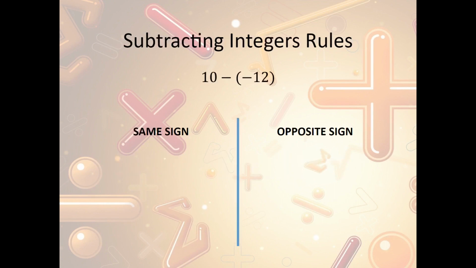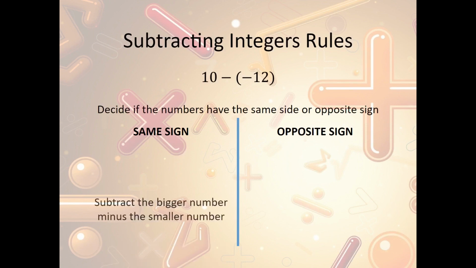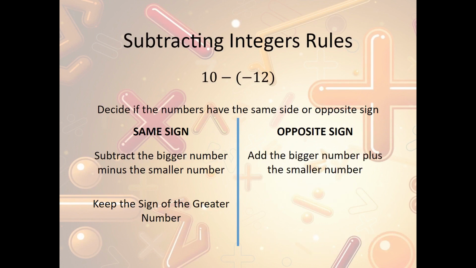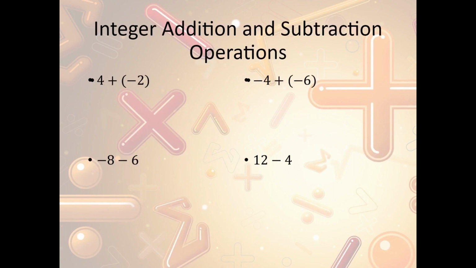Now, subtraction rules. Here's the rules for subtraction. First thing we have to determine is, do they have the same sign? If they have the same sign, subtract the bigger number minus the smaller number, and then keep the sign of the bigger number. If they have opposite signs, add the bigger number plus the smaller number, and keep the sign of the greater number. So let's look at some examples of adding and subtracting these integers.